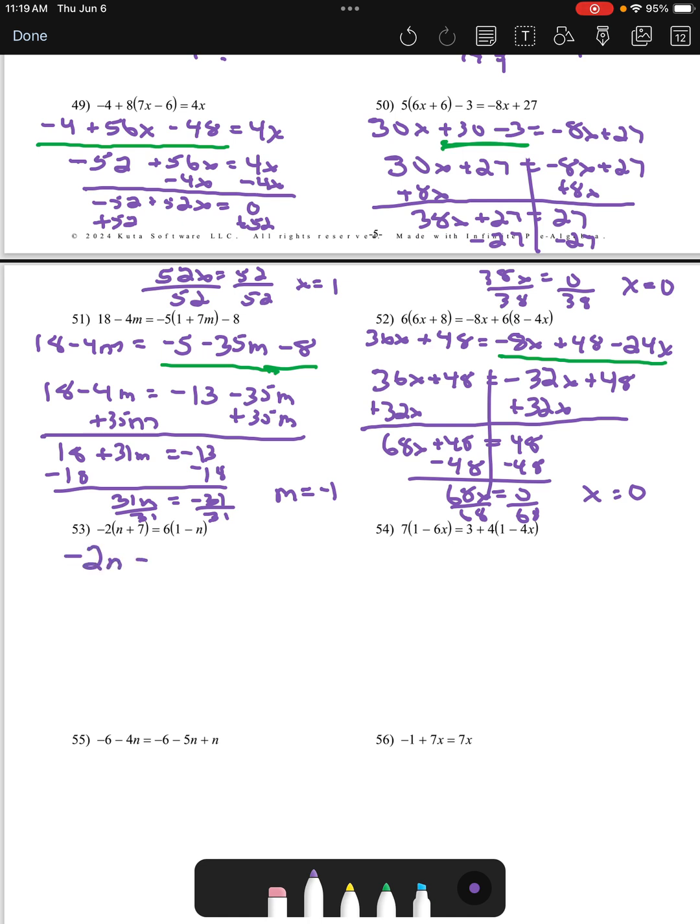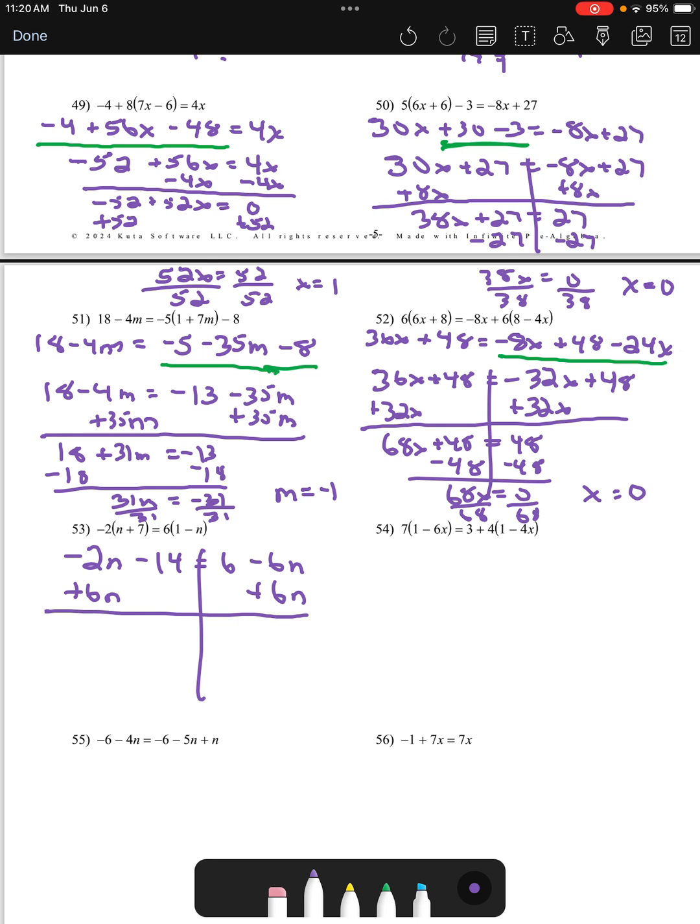In number 53, we're just distributing on both sides. So -2 times n is -2n. Negative 2 times 7 is negative 14. On the right side, 6 times 1 is 6. 6 times negative n is negative 6n.